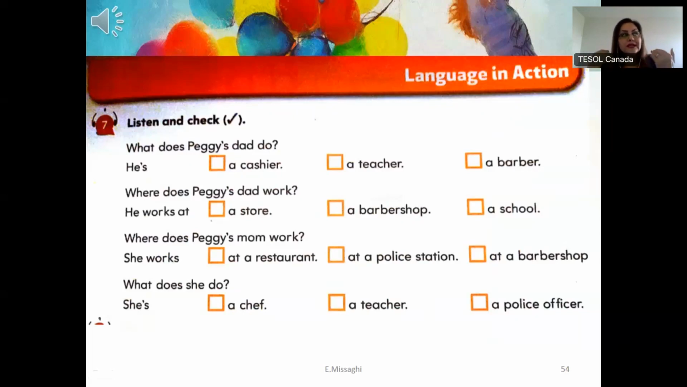And also they have to listen very carefully to Peggy to understand who works where. Dad is a teacher, he works at school, but mom works at a police station and she's a police officer.